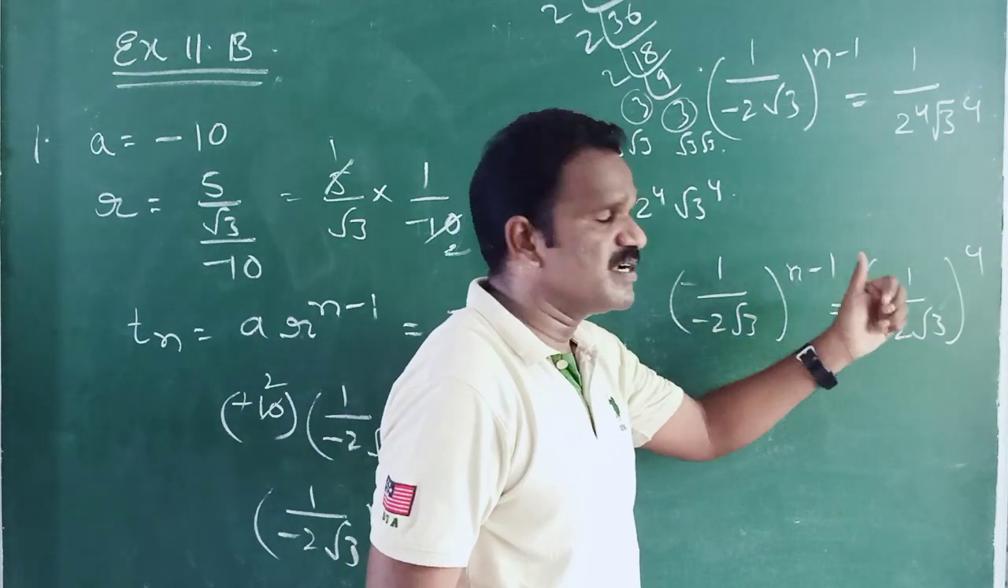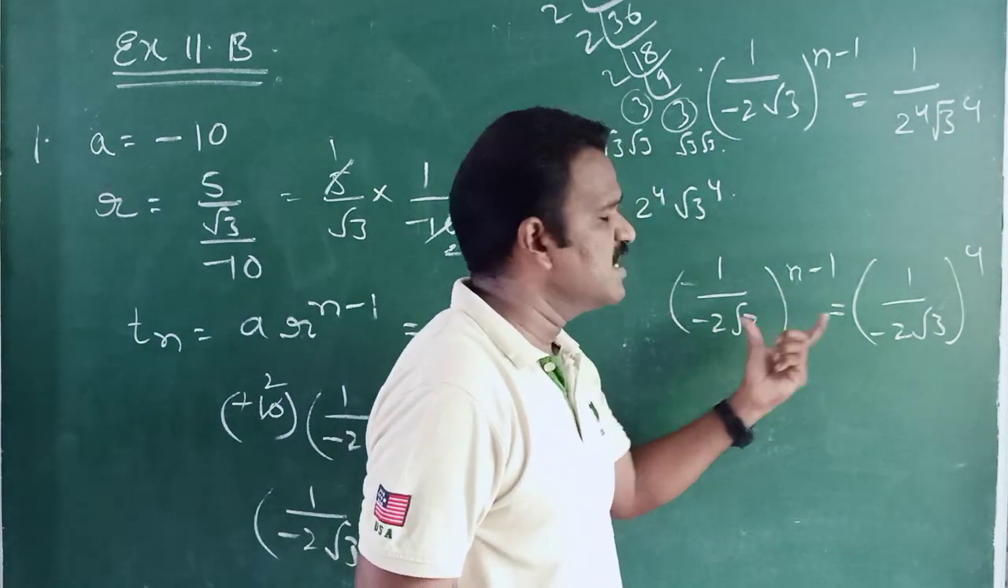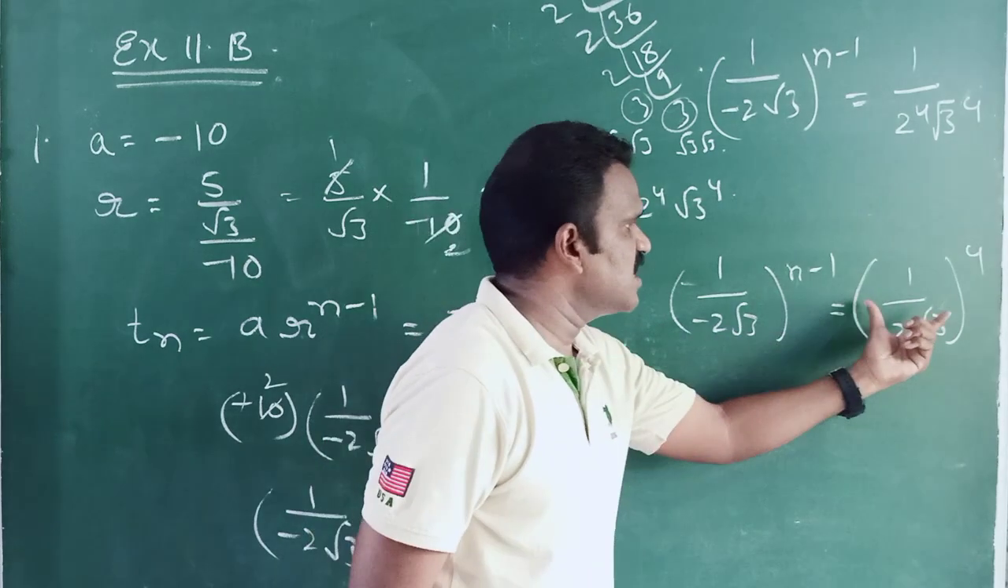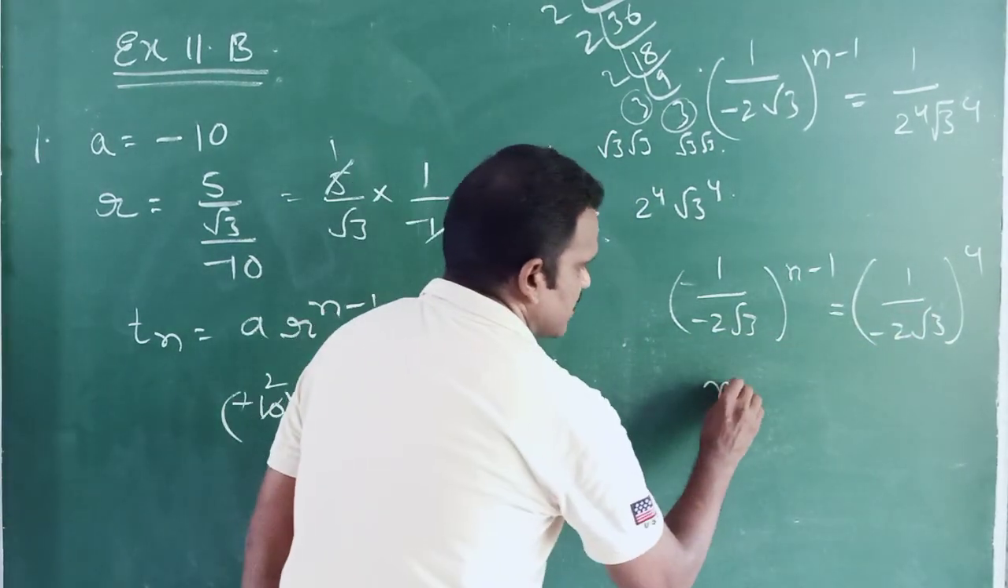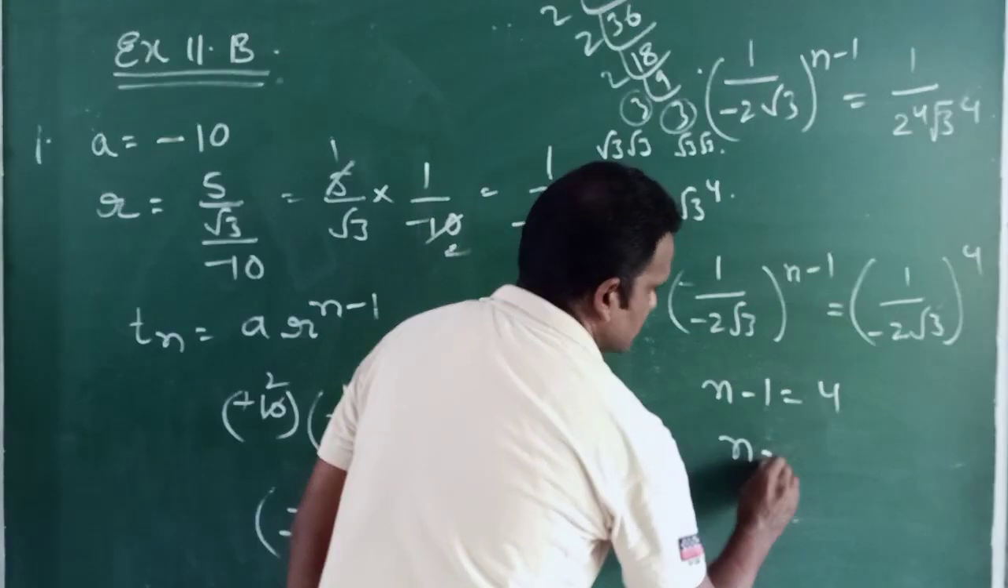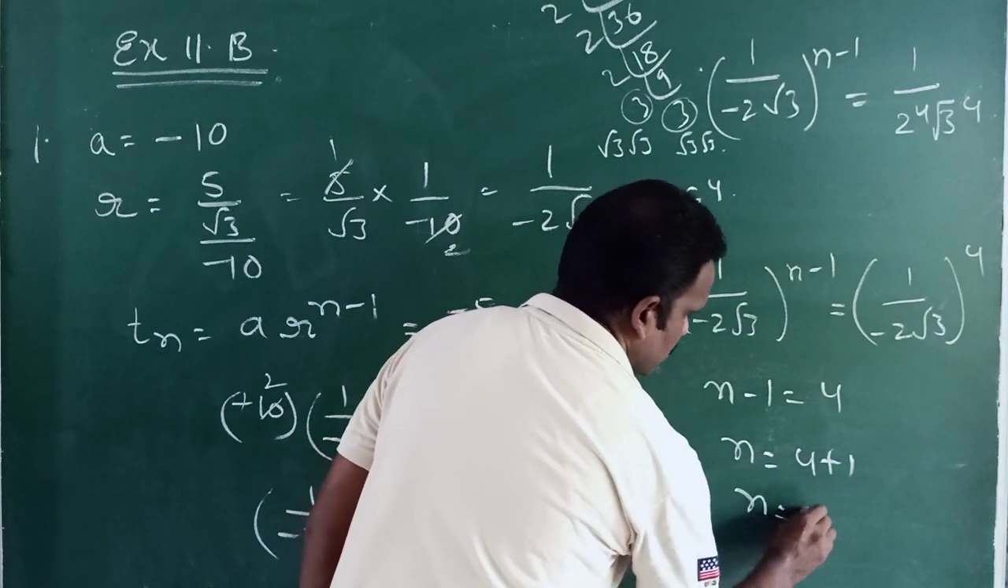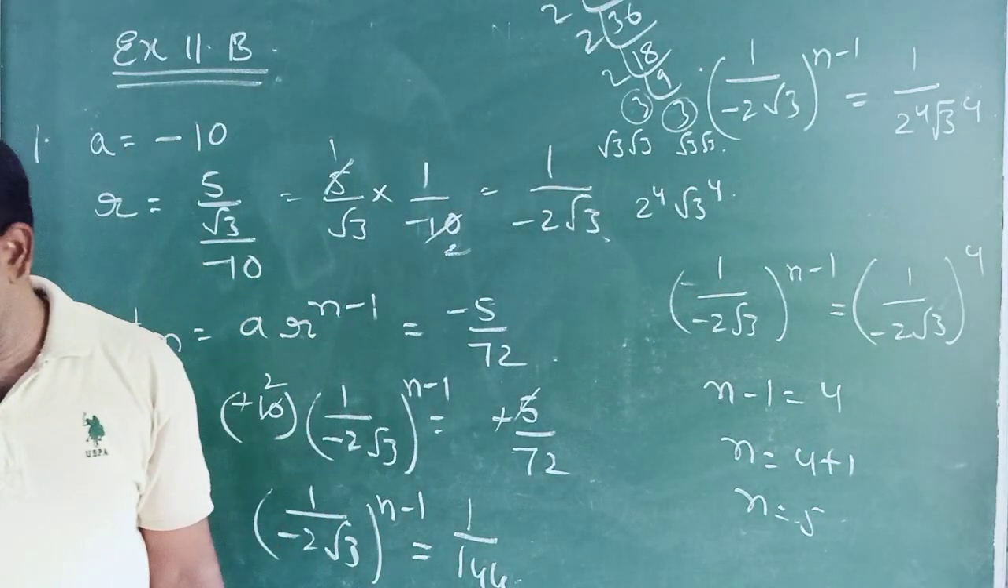That's why I created this minus 1, to make these two bases equal. Now if you see, since bases are equal, powers can be equated. So n minus 1 is equal to 4, n is equal to 4 plus 1, n is equal to 5. So the number of terms is equal to 5.